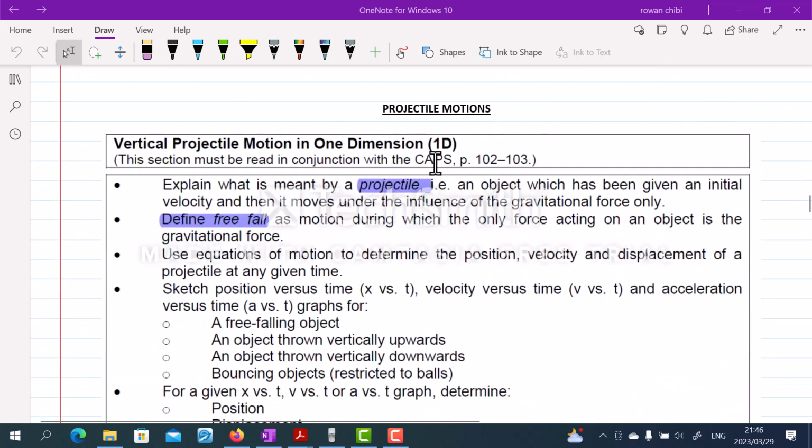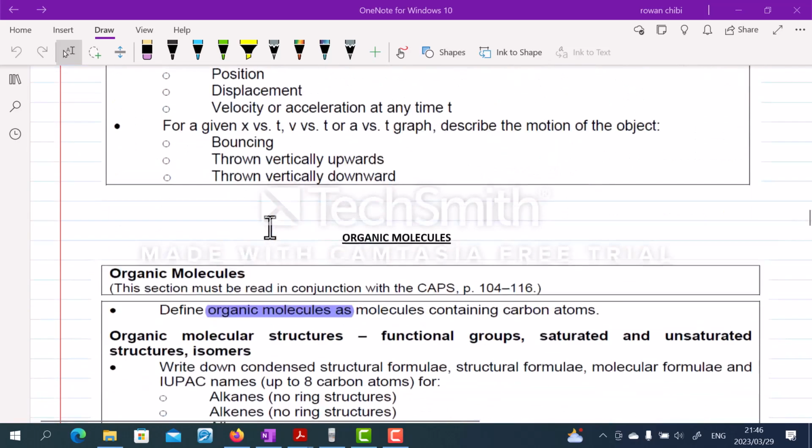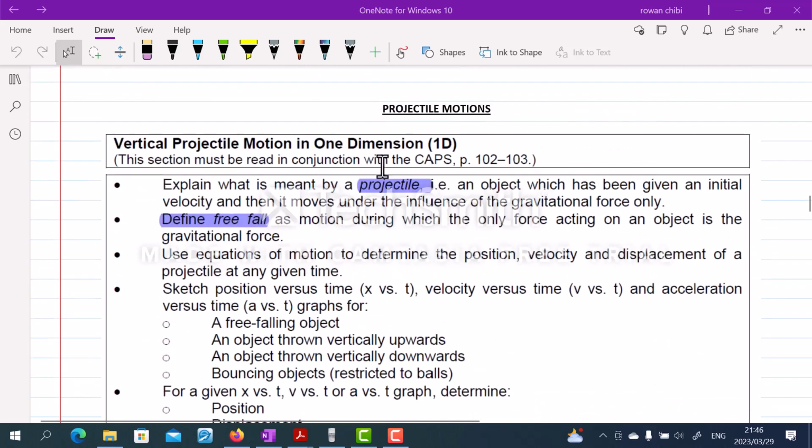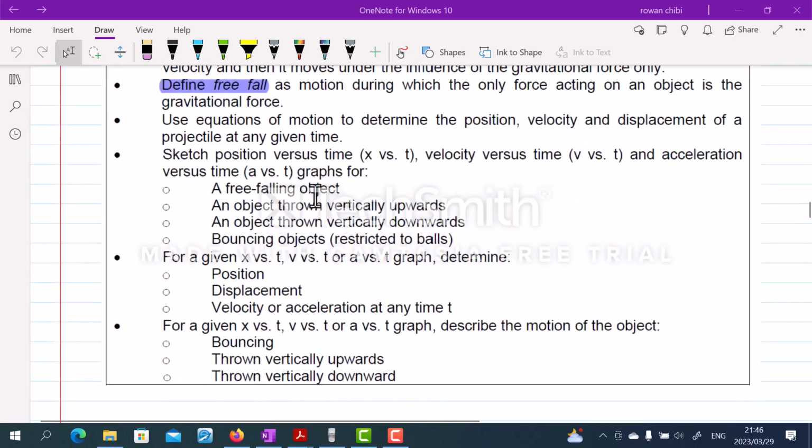And then we go to projectile motion. You must be able to define a projectile, define free fall. These are the two definitions that are very important in projectile motion, and then be able to use your equations of motion to calculate velocity, acceleration, displacement, etc. And then be able to do graphs, velocity versus time graph, position versus time graph.